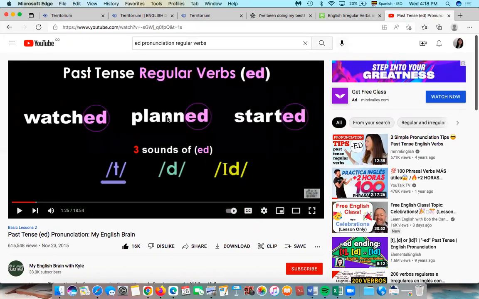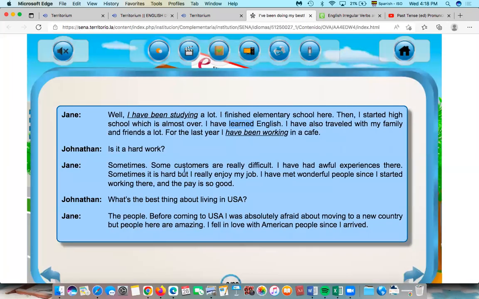So we have 3 different pronunciations on these sounds, right? So for example, here you say learned, and it would be also moved, traveled, moved. And she said I had awful experiences. I have met, the pronunciation here is met, right? Okay. This one is but. But. Yeah. Okay, great. Excellent.